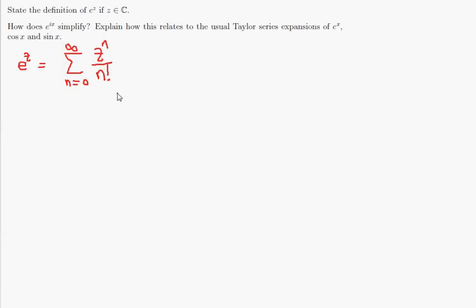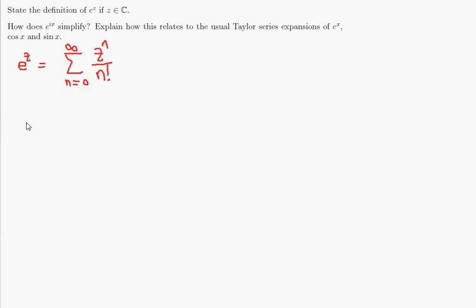So e to the x is defined as the inverse of natural log x if x is real. And then later on we show the Taylor expansion for e to the x is pretty much what's on the screen now, and we extend that to complex numbers. This series converges by the ratio test, and so we don't have to worry about the radius of convergence.